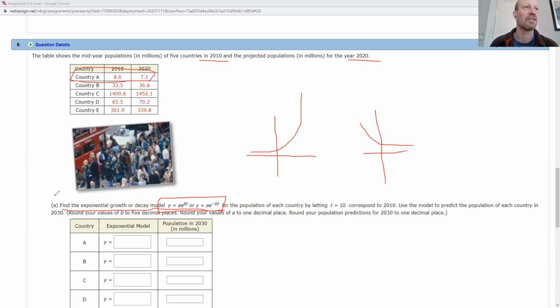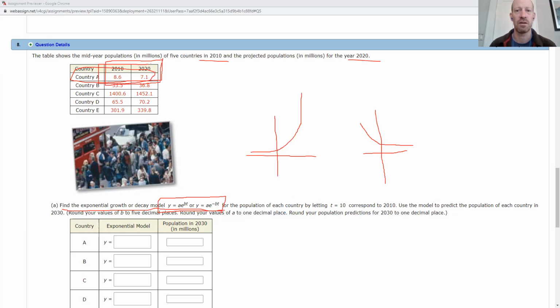So what that really is giving me, this data in this chart, is sort of an ordered pair, if you want. It's giving me, when the year is 10, it's 8.6. And then 10 years later, when the year is 20, it's 7.1. So that country's population is decreasing. And the question is, what is the model for that?